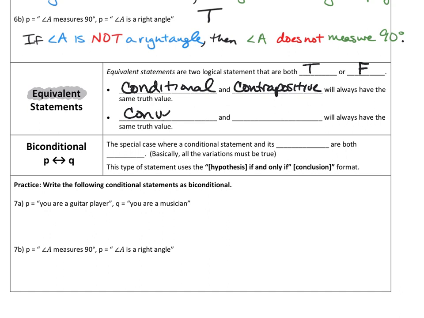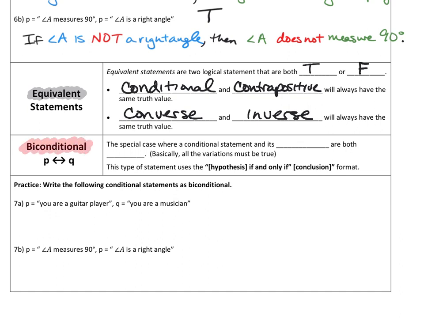Your converse and your inverse will always have the same truth table. It will always have the same truth value. So those are equivalent statements. So your normal and your super switched around are equivalent statements, and your single switch or simply negated are also equivalent statements to each other. Which leads us to our last vocabulary word for the day, which is biconditional.